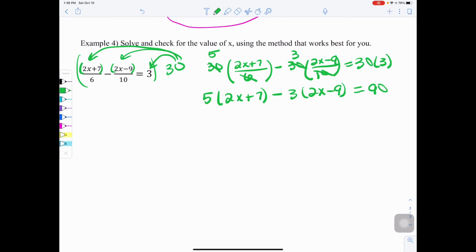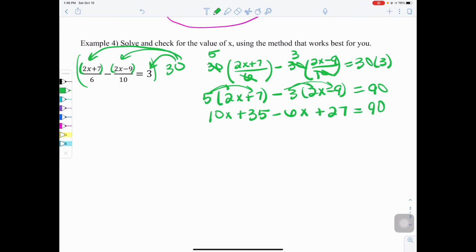So right away, we've eliminated the fractions. Now we can simplify by doing the distributive property in these 2 places. 5 times 2x is 10x. 5 times 7 is 35. I like to think of this as negative 3. It's easier because then you're taking care of the leave, change within doing the distributive property. So negative 3 times 2x would be negative 6x. Negative 3 times negative 9 would be positive 27.